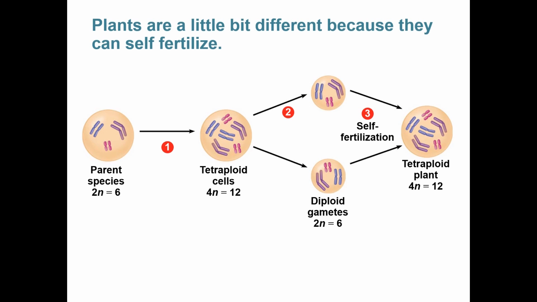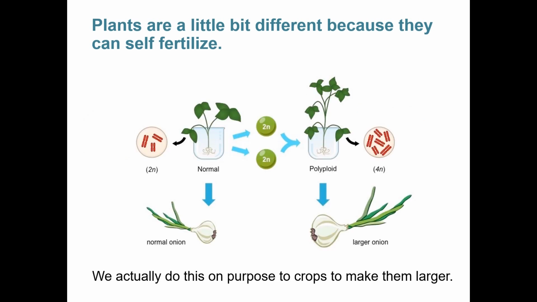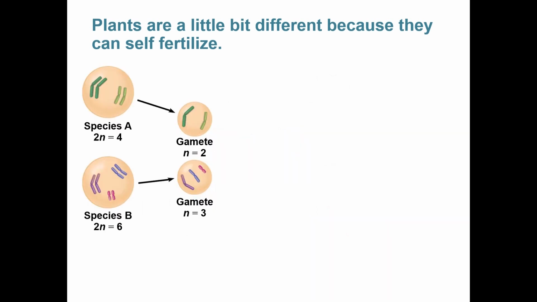We actually do this on purpose, so we can treat plants with colchicine to increase the number of chromosomes that they have. This is why the varieties of plants that you see in the grocery store are so much larger than their wild varieties. We've actually increased their chromosome number to make them create more of all of the things they would normally produce. Hybridization of plants is also something that can lead to new species.